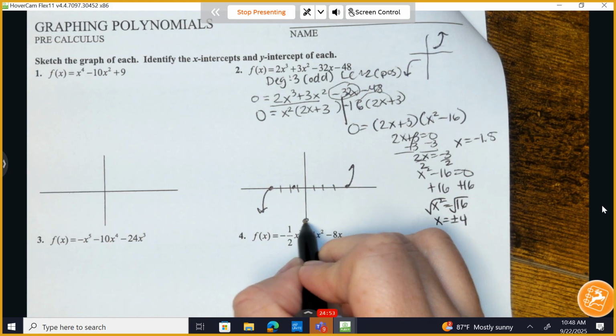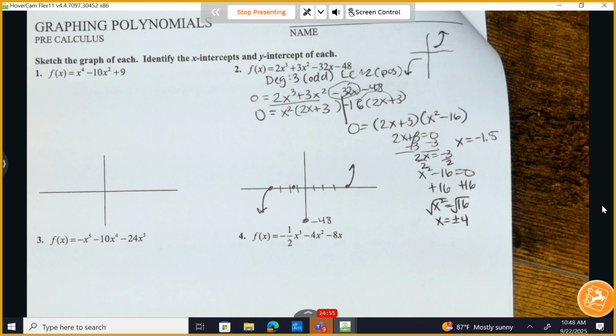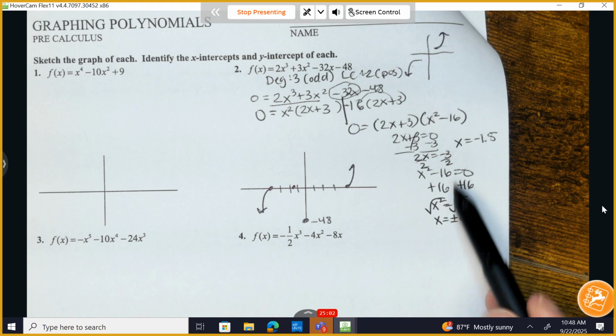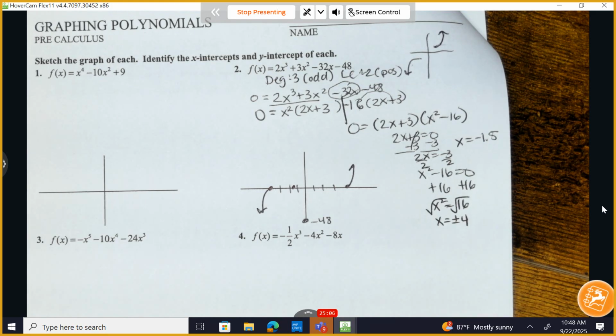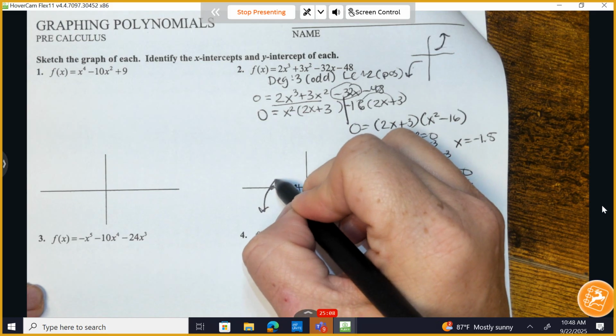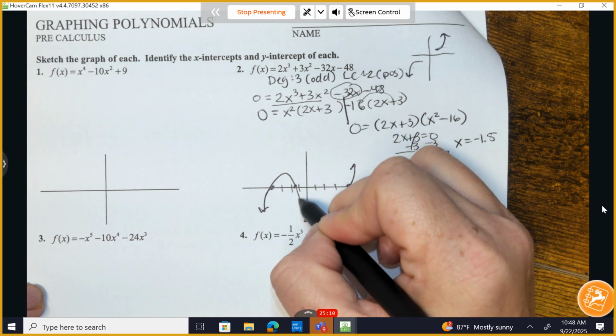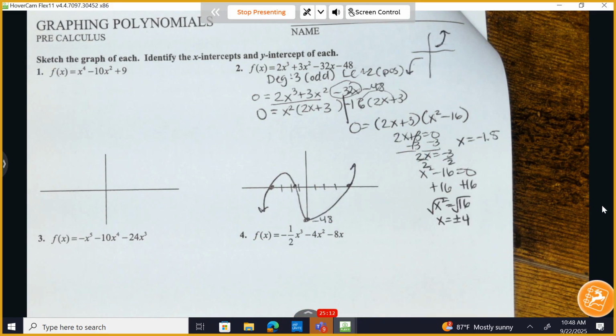I'm not going all the way down to negative 48, so just make sure to make a dot at the end of the graph and identify it by the value. I have three different solutions, negative 1.5, positive 4, and negative 4. None of them are duplicates. That means I'm cutting through, I'm cutting through, and I'm cutting through, and this problem is done.